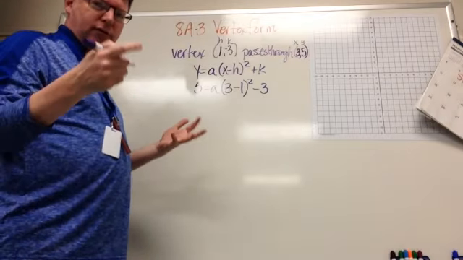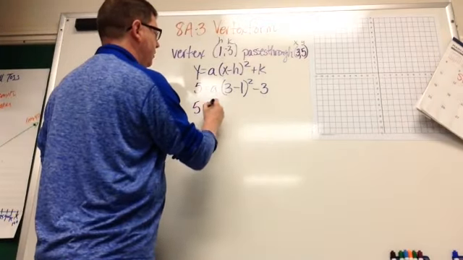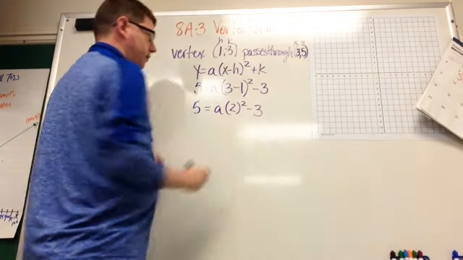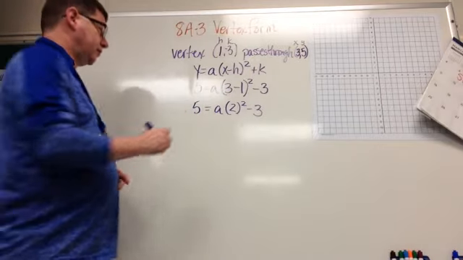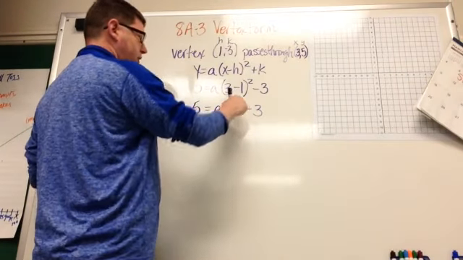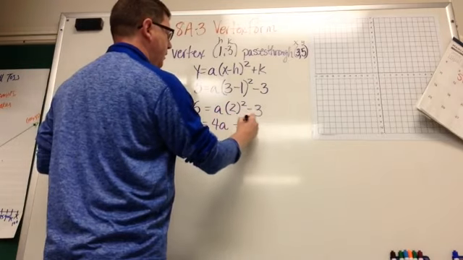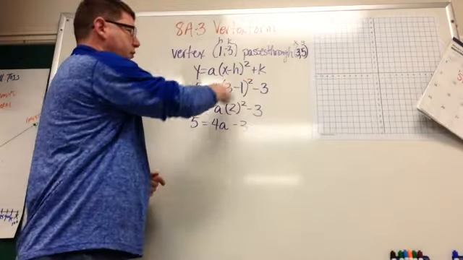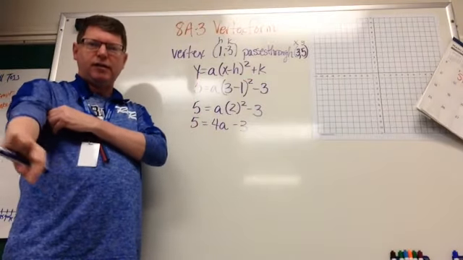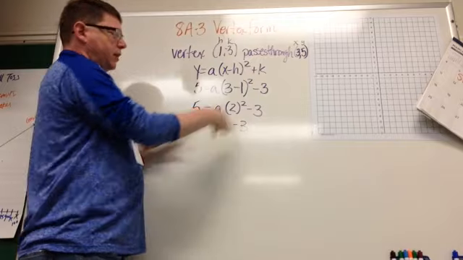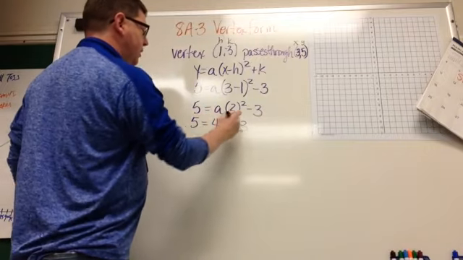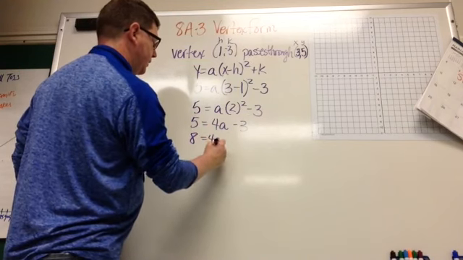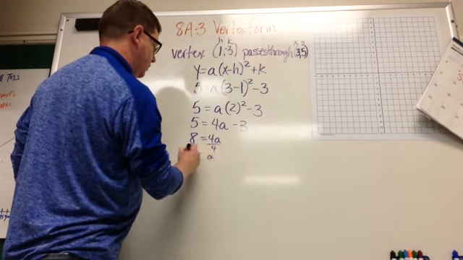Now, let's do a little calculations. 5 equals a times 2 squared minus 3, because 3 minus 1 is 2. So 5 equals 2 squared is 4, so 4a minus 3. Move the 3 to the other side. Now here's a trick. You could move the 3 to the other side whenever you want to. You don't have to wait till this step. If you want to do it first, you can, but here we are, so let's do it. So move the negative 3 to the other side, that becomes 8 equals 4a. So divide both sides by 4, and a equals 2.